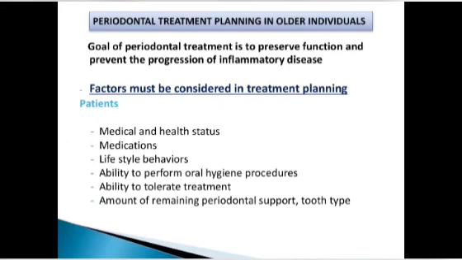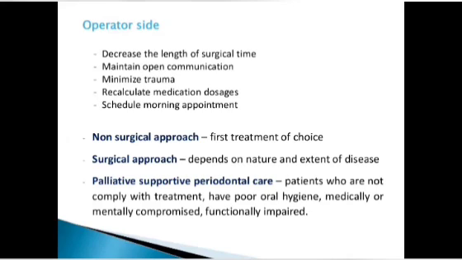Now, periodontal treatment planning in older individuals. The goal of periodontal treatment is to preserve function and prevent the progression of inflammatory disease. Factors must be considered in treatment planning, such as the patient's medical and health status, medications, lifestyle behavior, ability to perform oral hygiene procedures, ability to tolerate treatment, amount of remaining periodontal support, and tooth type. Decrease the length of surgical time, maintain open communication, minimize trauma, recalculate medication doses, and schedule morning appointments.